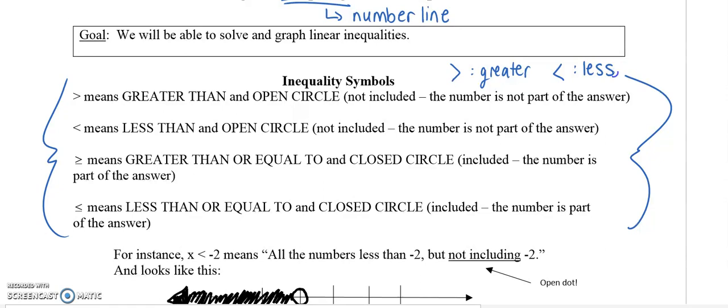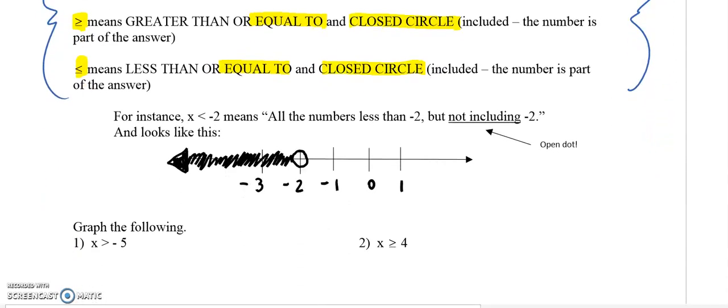Once you've got that down, the only extra thing to figure out is whether there is a line underneath or no line underneath. That line means equal to, which means whatever number you're talking about, you're allowed to have that number as your solution. And the big thing with that is when you see that line, like in these two symbols, it means equal to. That means when we graph it, we're going to use closed circles. So you can see an example right below.